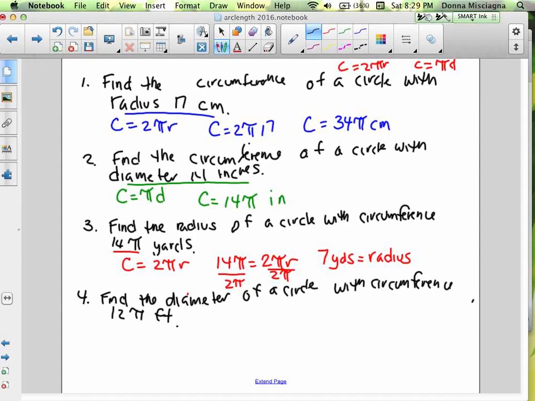All right, let's go over this one. So let's use the formula circumference equals pi times diameter, because we're looking for the diameter. We're given that the circumference is 12 pi feet, so we replace circumference with 12 pi. So that gives us 12 pi equals pi times the diameter. All we have to do is divide both sides by pi, and that tells us that the diameter is 12 feet.